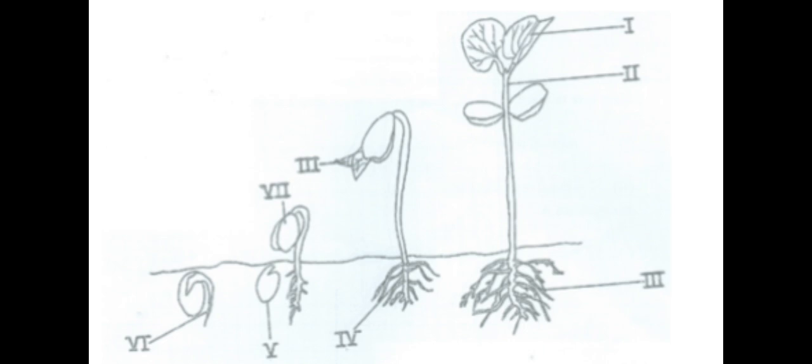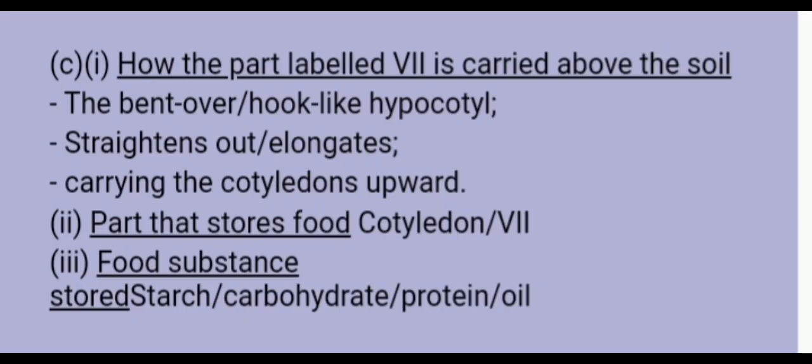All right, now in case you are asked how the cotyledon is carried above the soil, then you could say that the bent over or hook-like hypocotyl helps in doing that. It straightens out, it elongates and carries the cotyledons upwards.